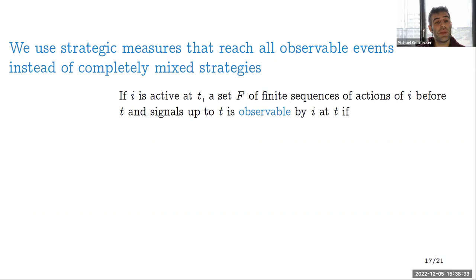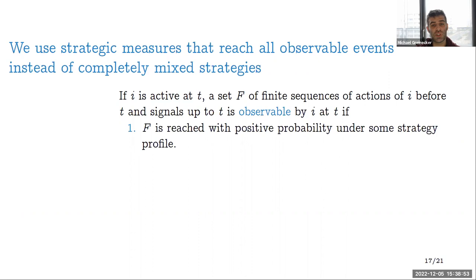So we look at a player i that is active at some period t, and a set of finite sequences of past actions and signals up to now. These are exactly the kind of things player i is going to condition their behavior on in period t. These are the relevant information sets in period t. And we call a set of these objects observable if, first, it should be reached with positive probability under some strategy profile. If it can never be reached with positive probability, it is strategically irrelevant.